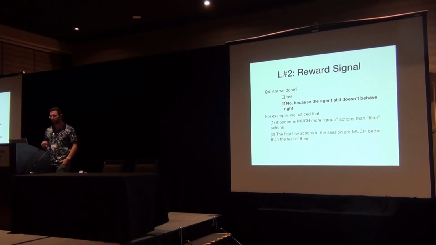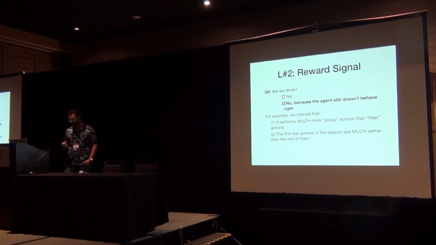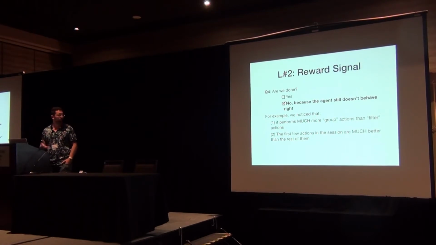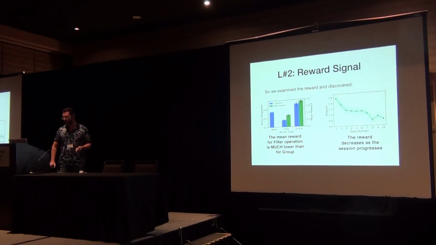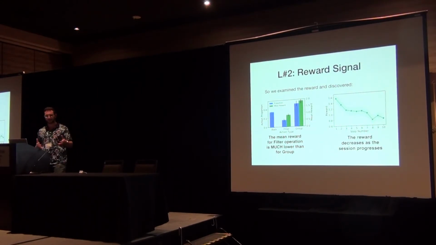For example, it performs many more group by operations than filter operations, which is obviously not a desired behavior. And second of all, the first few actions in the session were pretty good, but as the session progresses, we saw that the agent performs worse, and the actions make less sense. So we examined the reward signal, and we discovered that there is a correlation between the reward that we give the agent and the undesired behavior.